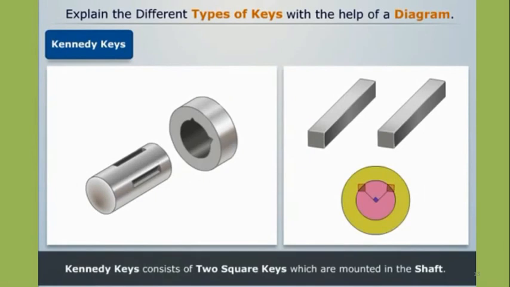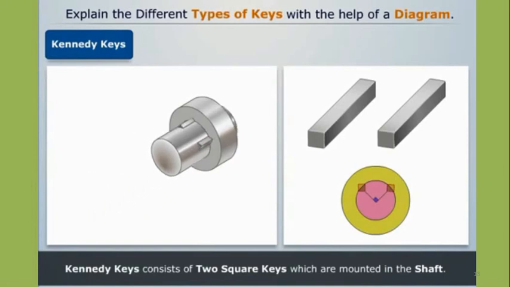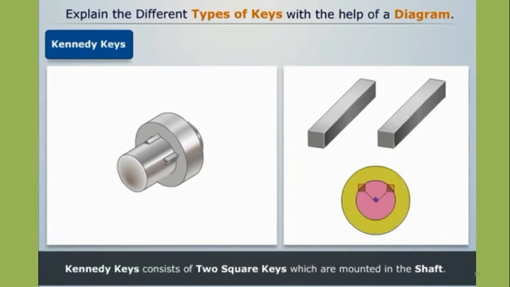Kennedy keys consist of two square keys, which are mounted in the shaft as shown. In this case, the hub is bored off the center, and the two keys force the hub and the shaft to a concentric position.